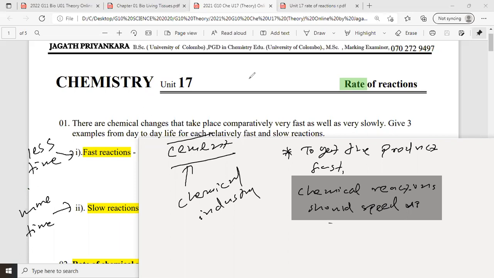So therefore try to understand. I'm not directly giving the theory notes. I'm telling you the benefits of learning this lesson, right? So then, who knows how to speed up the reaction?